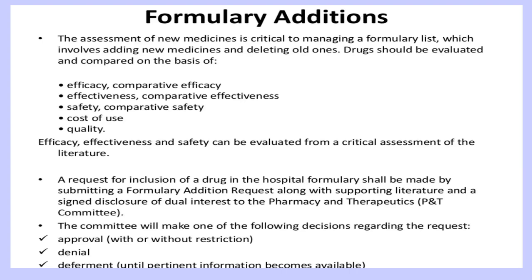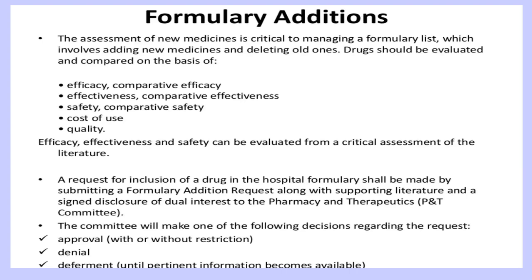The committee will make one of the following decisions regarding the request. Either they will give approval with or without restriction. So with restriction means they will be restricting the use of the drug in certain population like pregnancy, children, elderly, renal failure, liver failure, etc. Or without restriction, that is use of the drug in all the populations. So either they will approve the drug with or without restriction.